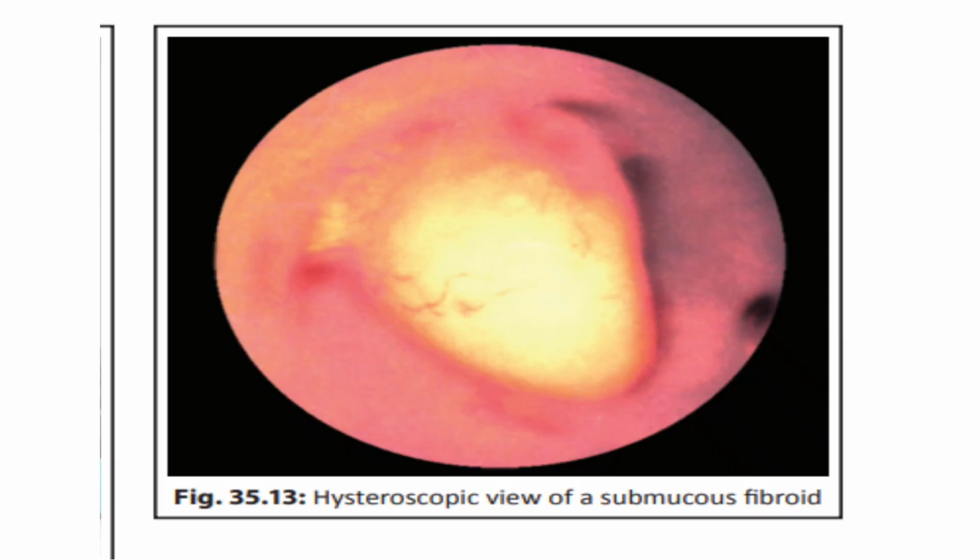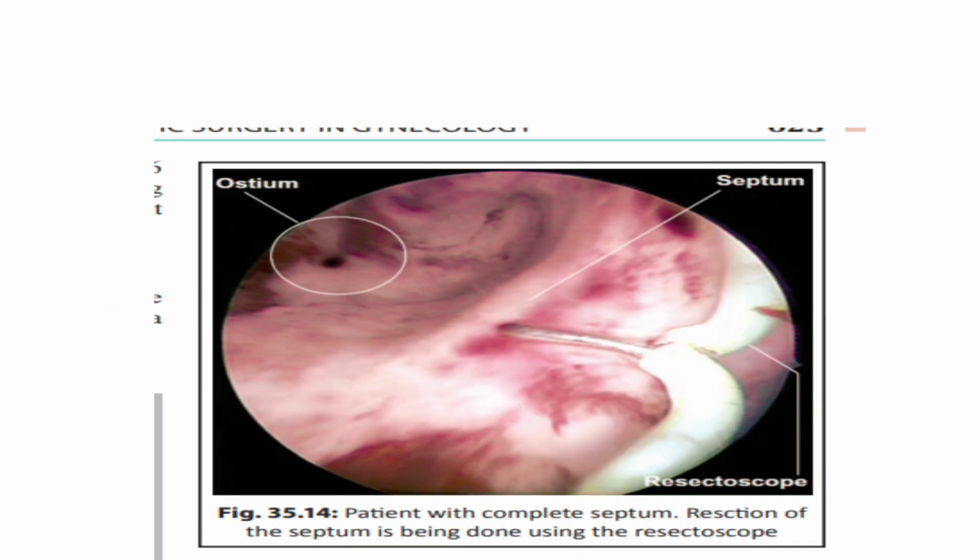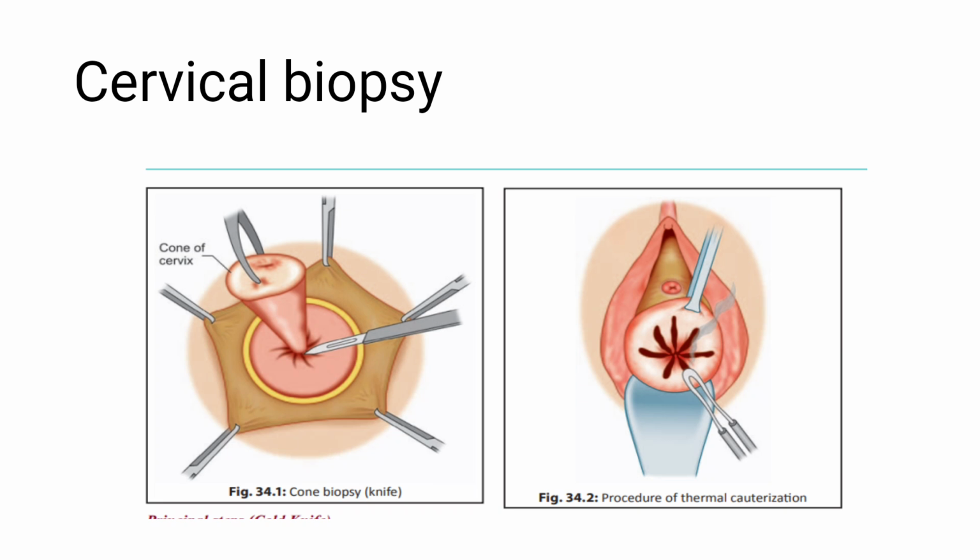So this picture shows the hysteroscopic view of the submucous fibroid. This figure shows the patient with a complete septum. Resection of the septum is being done using the resectoscope. And the next one is cervical biopsy pictures. First picture shows the cone biopsy. Second picture, that is procedure for thermal cauterization.